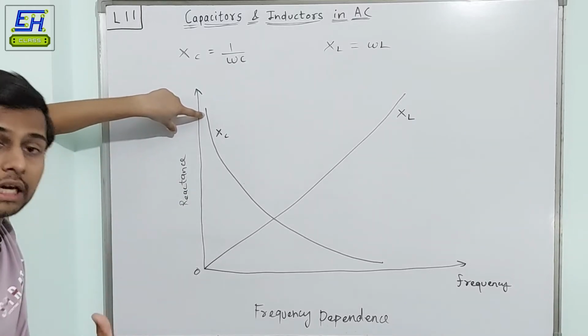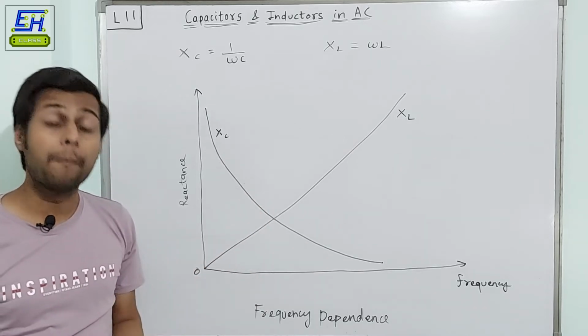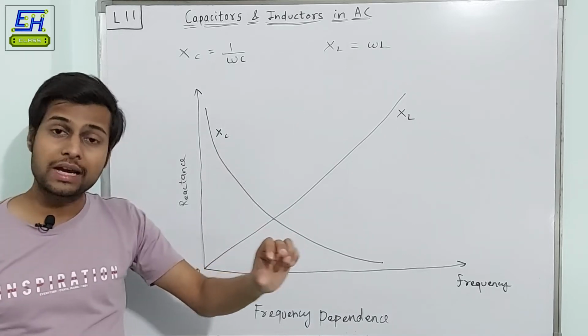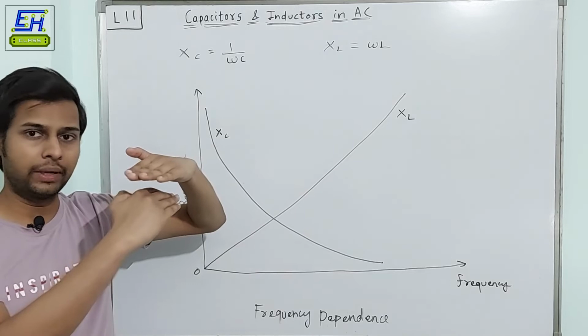Definitely, this is very much logical. If you are providing DC to a capacitor directly, it will act as an open circuit after stable condition. Once the capacitor is fully charged, it will act as an open circuit, because it is just a separation between two plates.